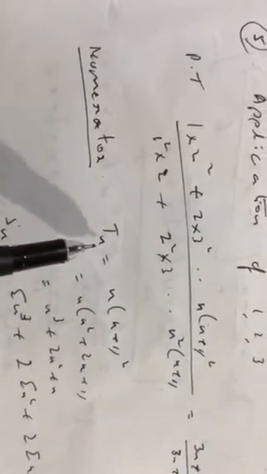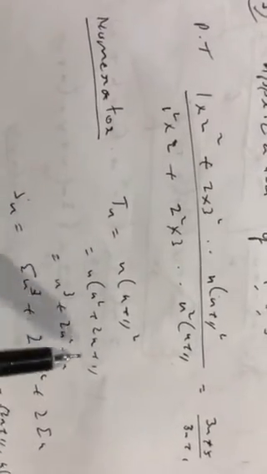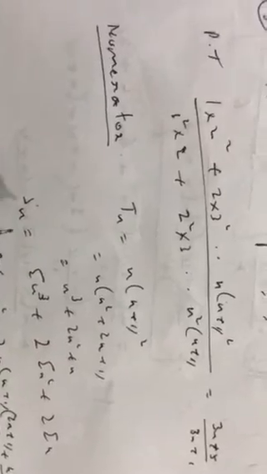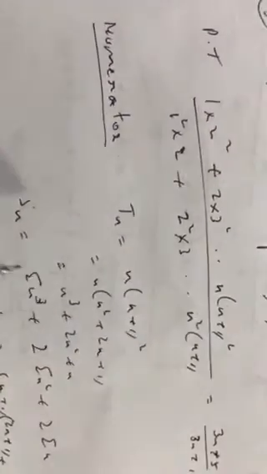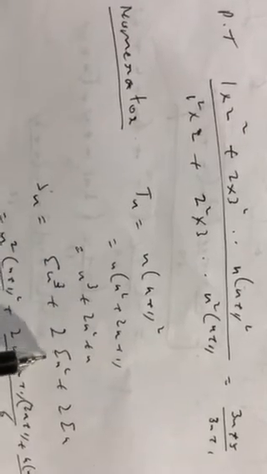First of all, let's analyze the numerator. In the numerator, the general term is n into (n plus 1) whole square. So I have written the general term, we usually write it like this, Tn. So it is n into (n plus 1) whole square. After expansion and simplification, it gives n cube plus 2n square plus n. Now if you want to sum the numerator, that means Sn is summation of n cube plus twice summation of n square, and then finally summation of n.